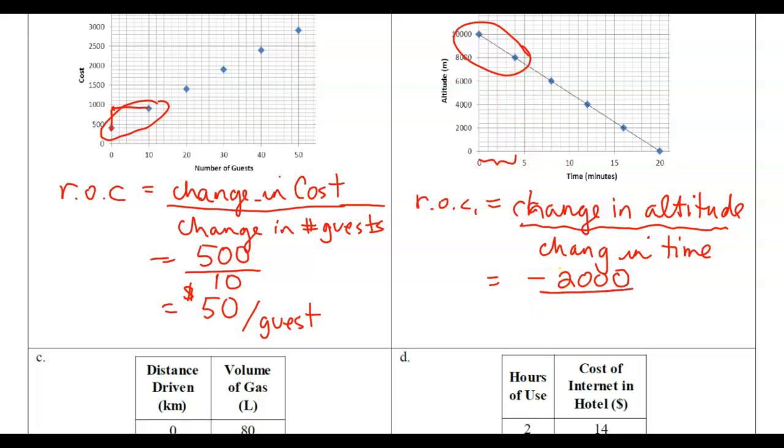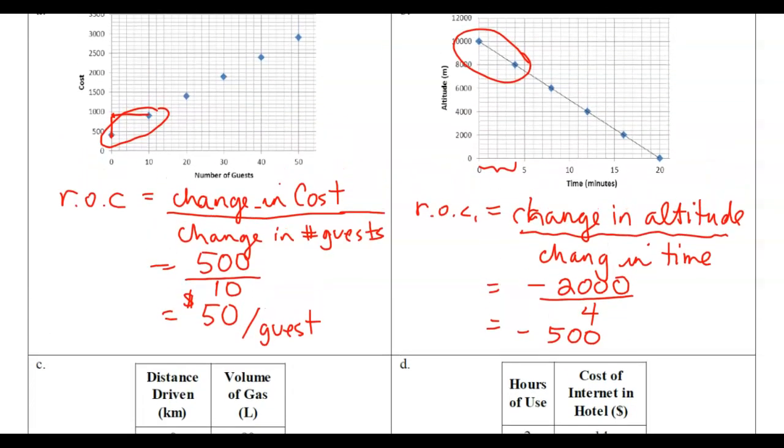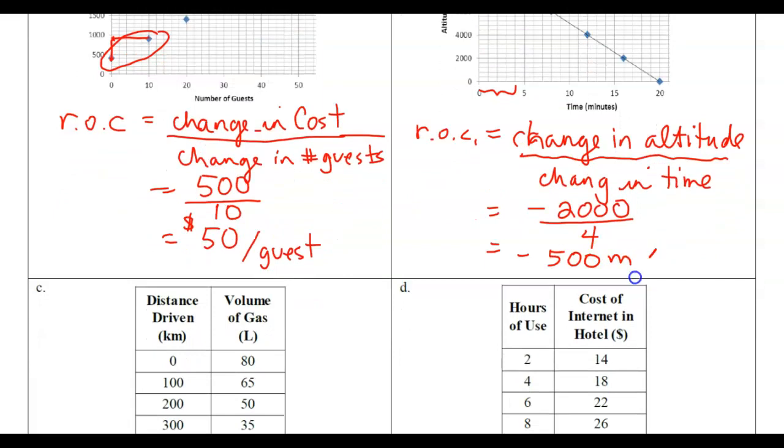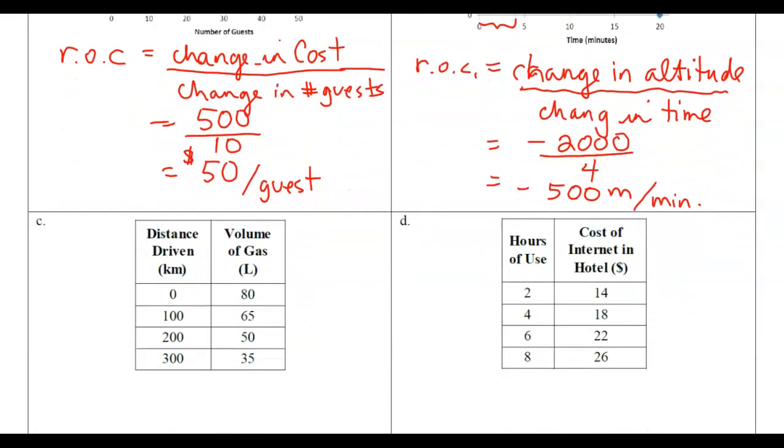So this would be divided by 4. And so it would be negative 500, and that would be meters per minute. Because you choose 2 points on the graph, and you're going from 10,000 down to 8,000. Always go from left to right on the graph. Okay.